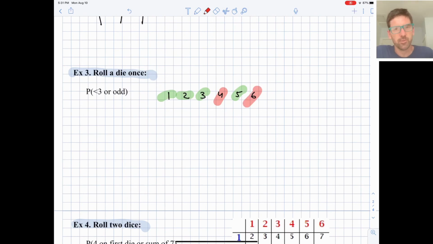Okay, so how many ways do we have of getting a success? We have 4. How many total things could happen? 6. So our chance is 2/3. Keep in mind that it said less than 3. It didn't say less than or equal to 3. Okay, but that wouldn't have mattered because 3 showed up in the odds anyway. So regardless, the 3 was a success.